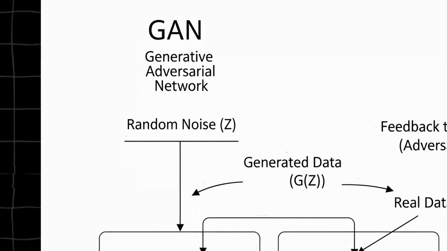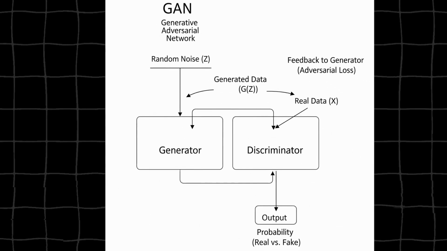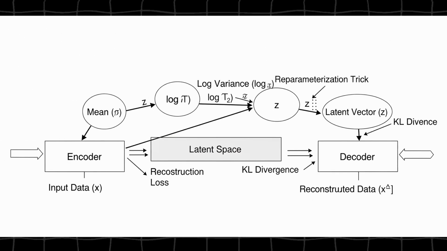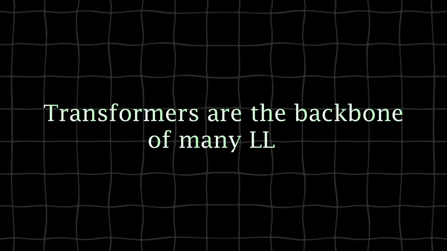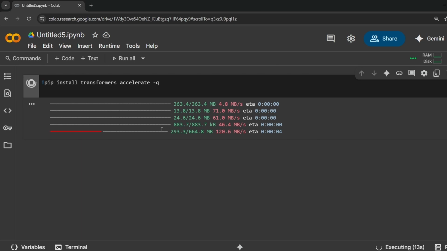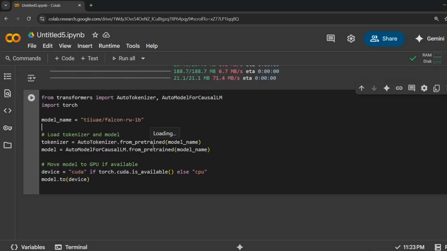Step 3, dive into generative models like GANs, generative adversarial networks, for image generation. VAE, variational autoencoders, is for creative data synthesis. Transformers, it is the backbone of ChatGPT and LLMs. Click on the I button if you want to develop an AI chatbot using transformers. We have created a step-by-step tutorial video for it. The link is in the I button.